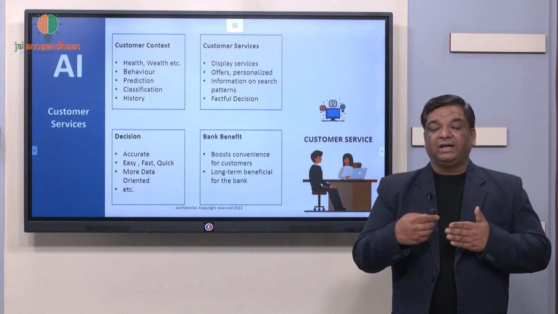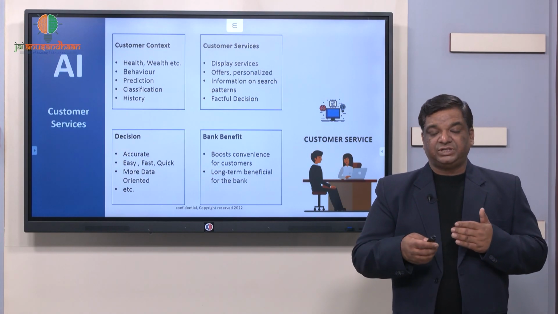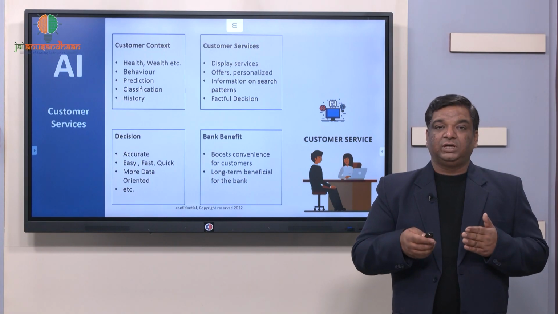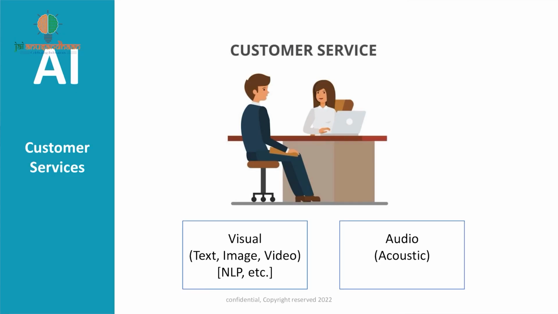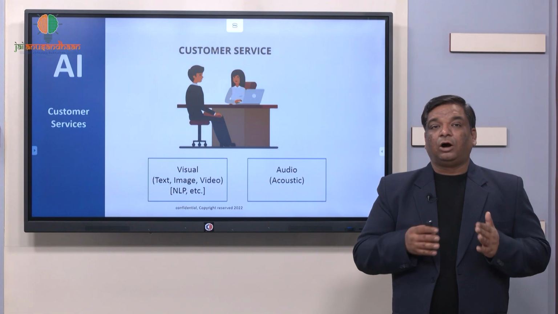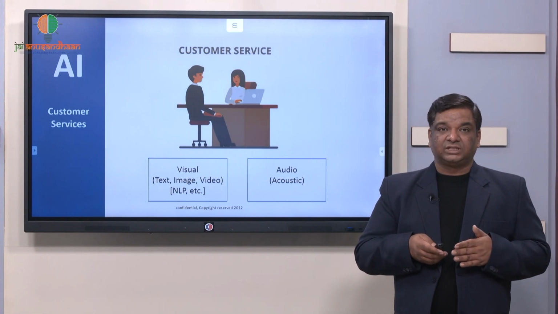Because if the bank targets the right information at the right time, it's going to be a long-term association. So this is how customer service can be considered in text and image. For example, text can be an SMS or some message, verbal could be the audio form, acoustic, and if it has to be visual, it could be image or video. So this is how it's going to work in the customer experience.